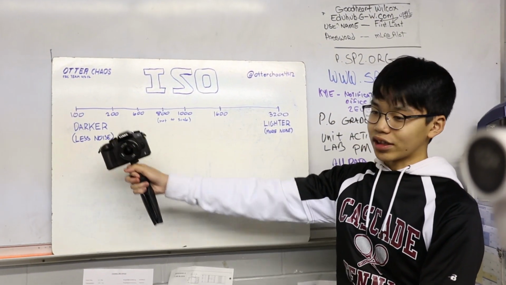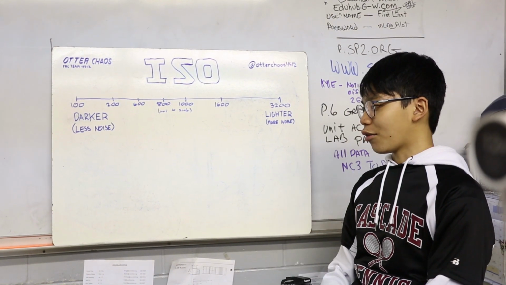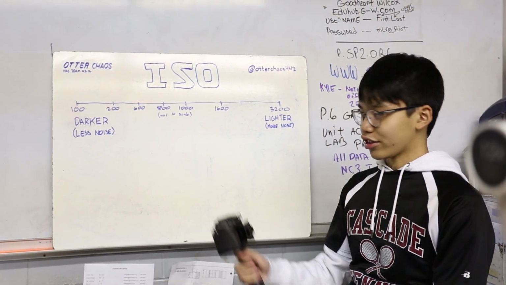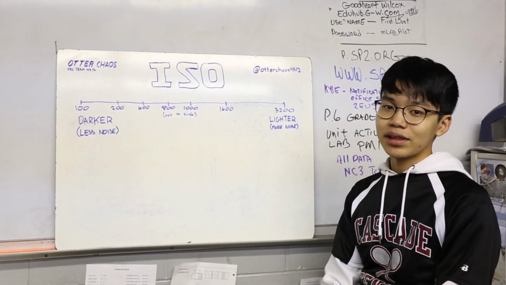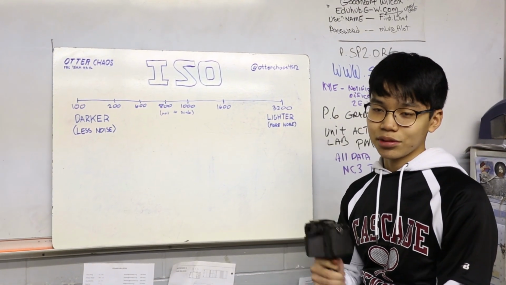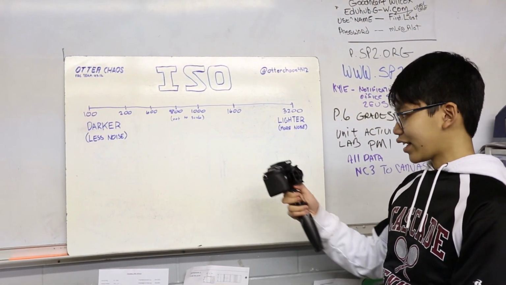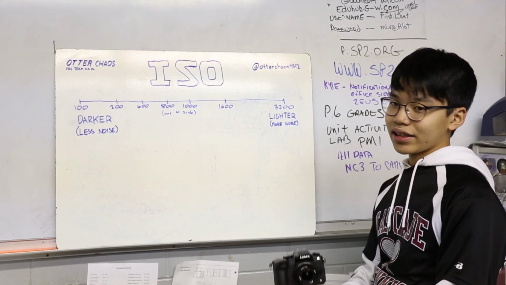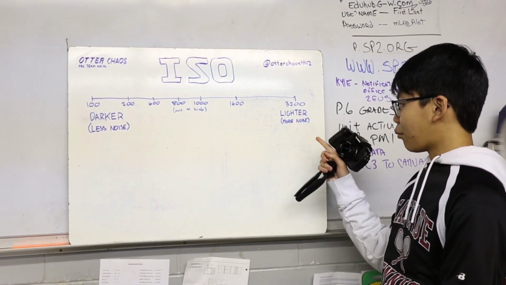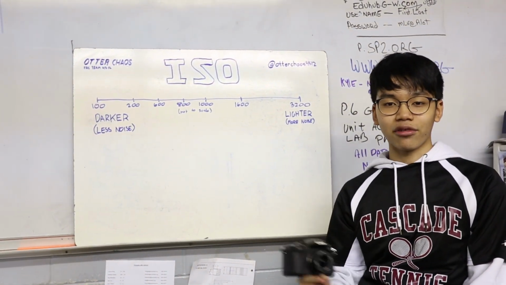And if you go lowest to 100 on most cameras, it'll make the image darker, which makes it less noisy, which means that there's less grain in the image, and that's what you want. But if you really need to crank it up to like 3200, it'll make the image way brighter, and it'll create more noise on your image, so it'll make it more grainy.